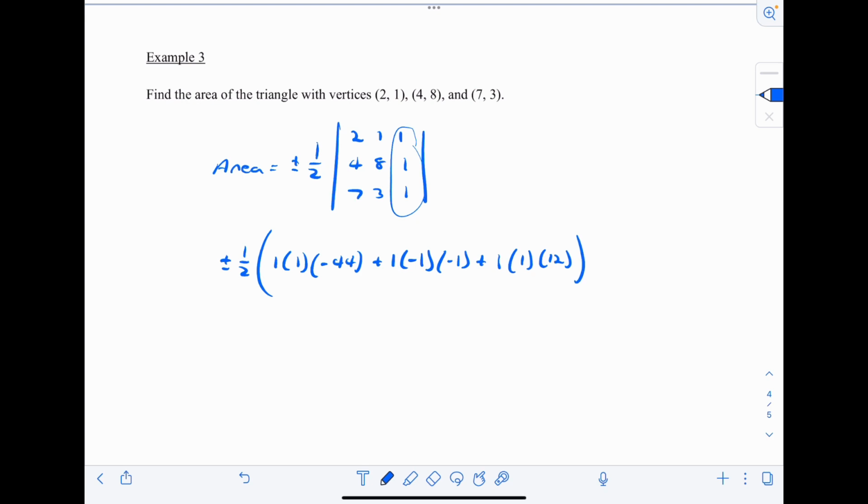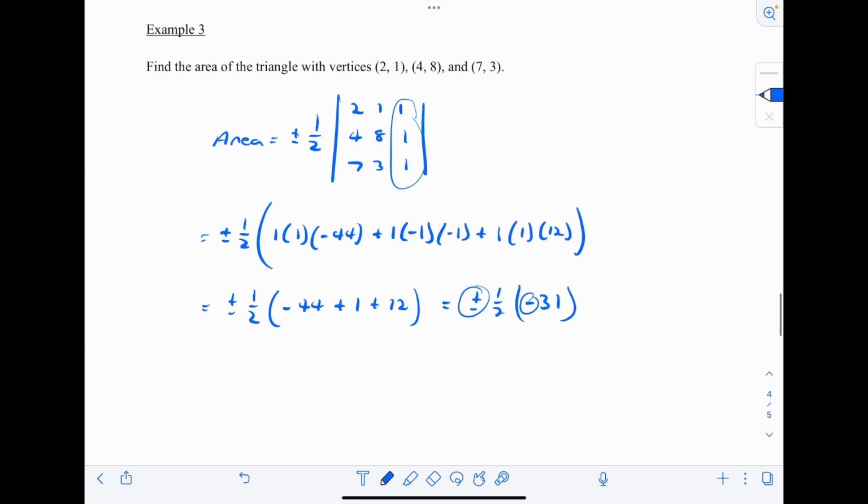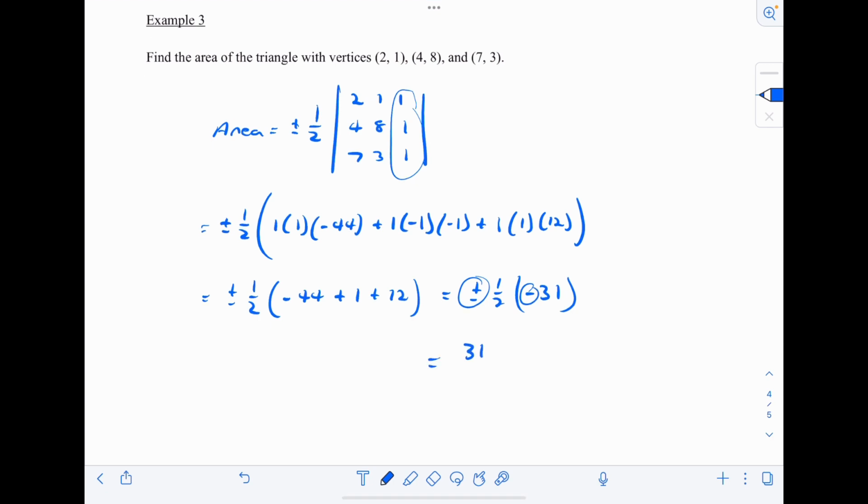All right, so now it's just a matter of simplifying this down. Plus or minus 1/2 times negative 44 plus 1 plus 12. Let's see, negative 44 plus 12 is negative 32, plus 1 is negative 31. So again, this basically just says make this positive. So it's a half of 31, so it's 31 halves, or 15.5 for the area of your triangle.